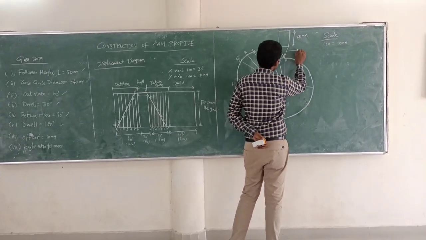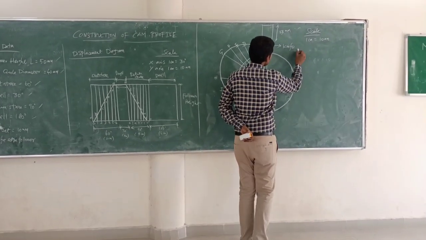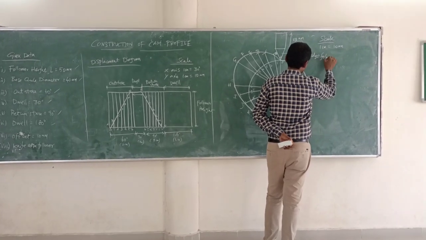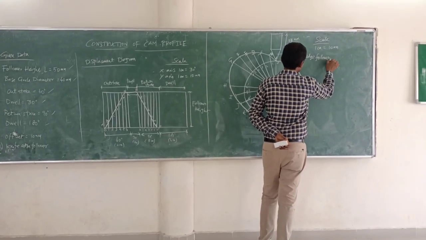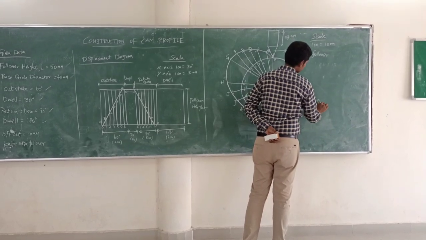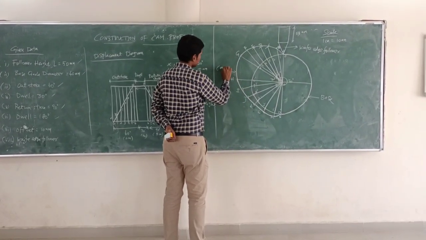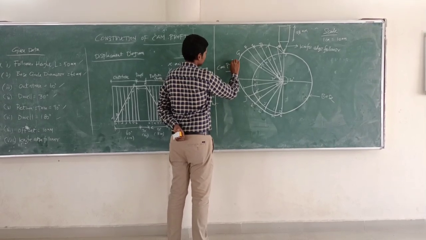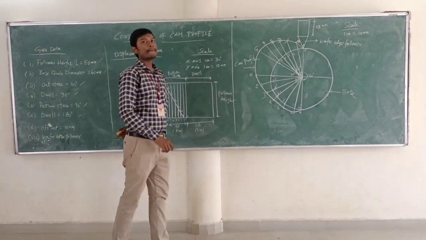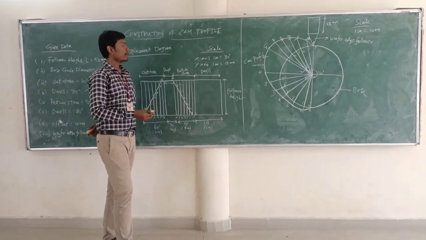So this profile is called the knife edge profile. So this is the knife edge profile line. This portion will be called the base circle. Then this segment will be called the cam profile. So this is the construction of the entire cam profile for the given condition.